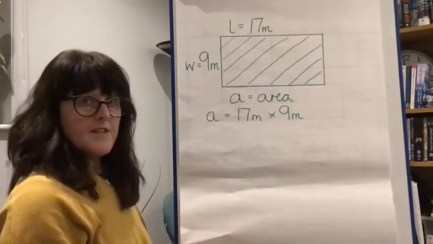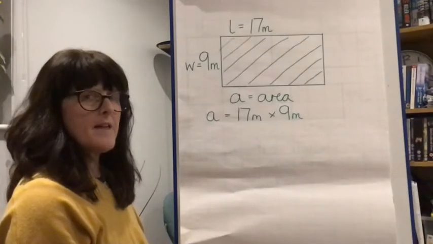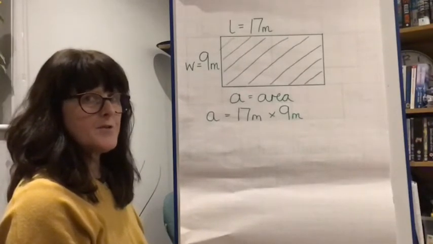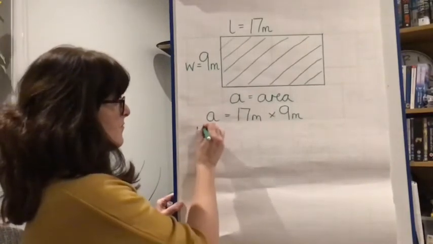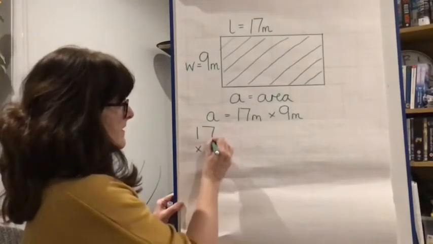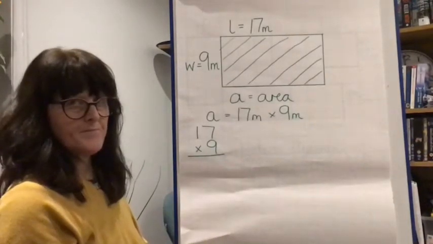Stop the video and see if you can work out the area of this shape and have a think about the units you are going to use. If you can't do this sum in your head, you can always set it out as a long multiplication.